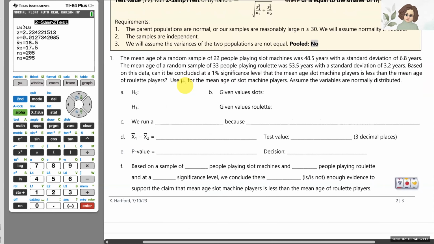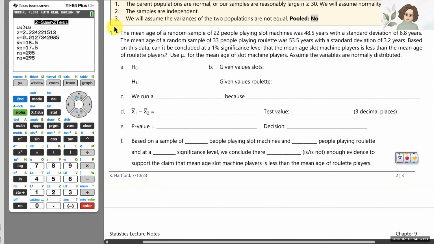So let's take a look at the example here, number 1. The mean age of a random sample of 22 people playing slot machines was 48.5 years with a standard deviation of 6.8 years. So for these 22 people, this was the mean age with this standard deviation. That standard deviation, it says specifically, is for that sample of 22 people. And then we went on to take a look at 33 people playing roulette. The mean age there was 53.5 years with a standard deviation of 3.2 years. Based on this data, can we conclude at a 1% significance level that the mean age of slot machine players is less than the mean age of roulette players?